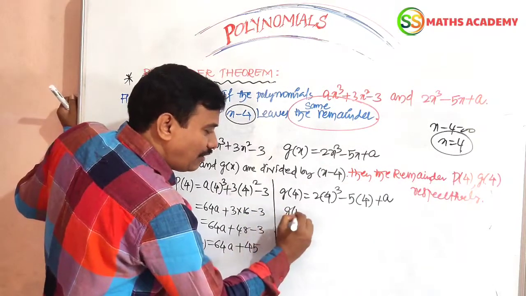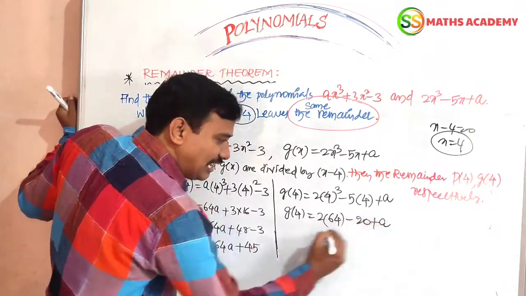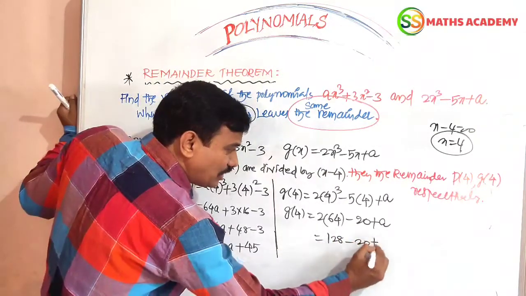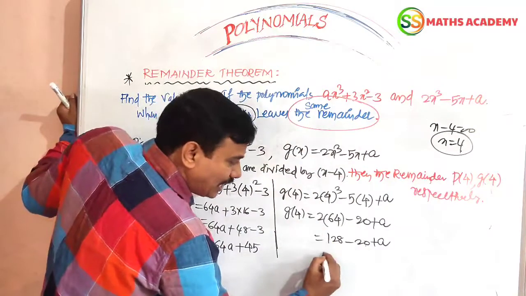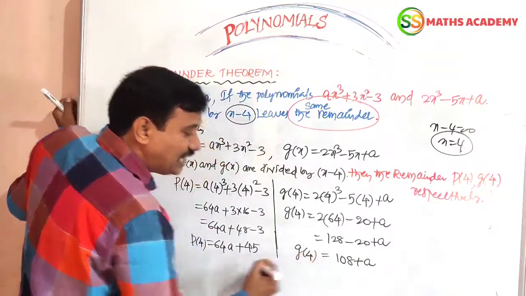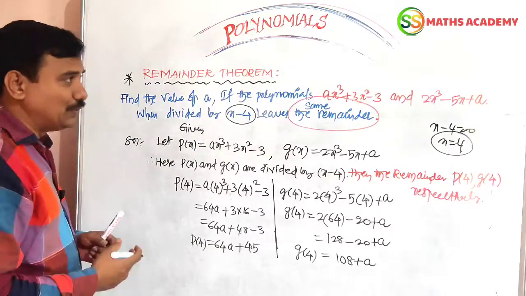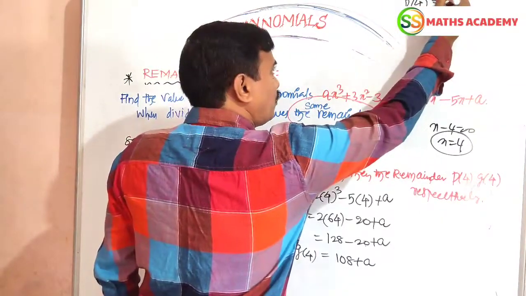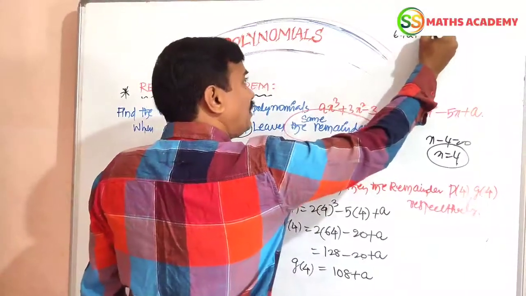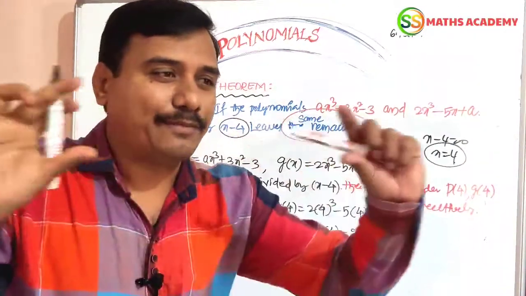Next, friends, g of 4: 2 times 4 cube, usually 64, so 128, minus 5 times 4 which is 20, plus a. 128 minus 20 is 108, so 108 plus a. This is the value of g of 4. Okay. Now I should compare these two. We are going to compare p of 4 equals g of 4. The p of 4 value is 64a plus 45. The g of 4 value is 108 plus a. I am comparing two values.